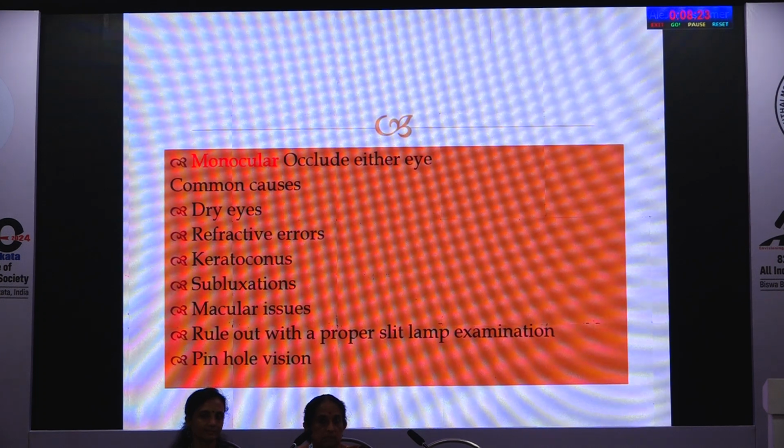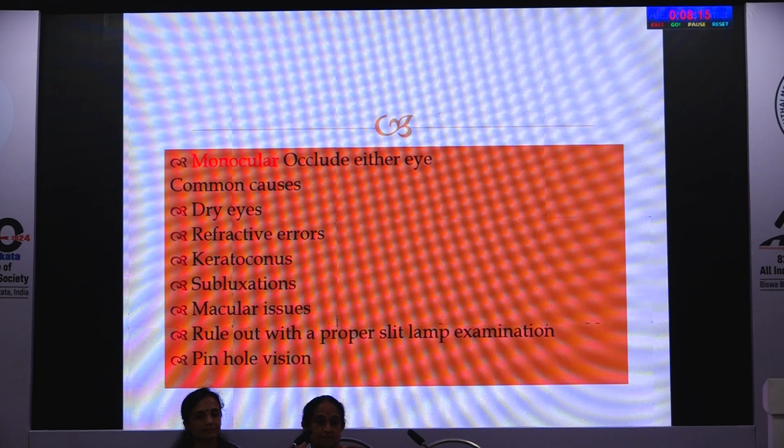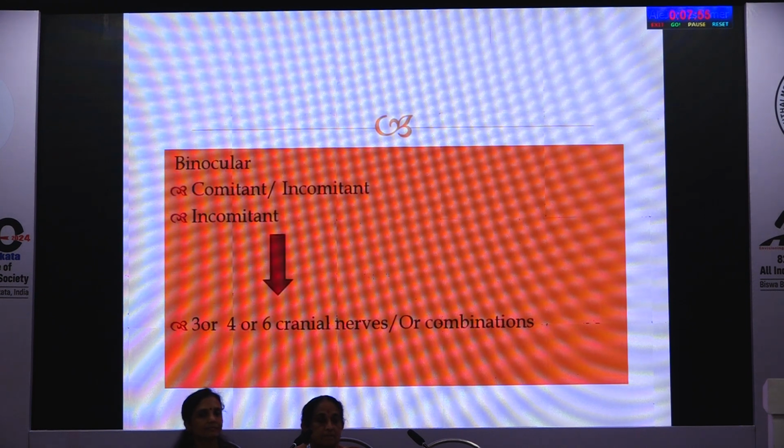Now coming to the monocular part, always occlude either eye and see whether it's monocular. Most monocular double visions are due to local causes. So you need a proper examination of the eye. Common monocular causes could be severe dry eyes. You can get keratoconus, subluxation, so take a pinhole vision and do a proper slit lamp examination. So first rule out whether it's monocular or binocular.